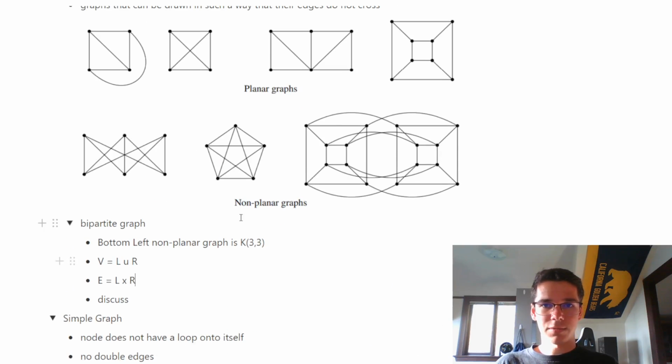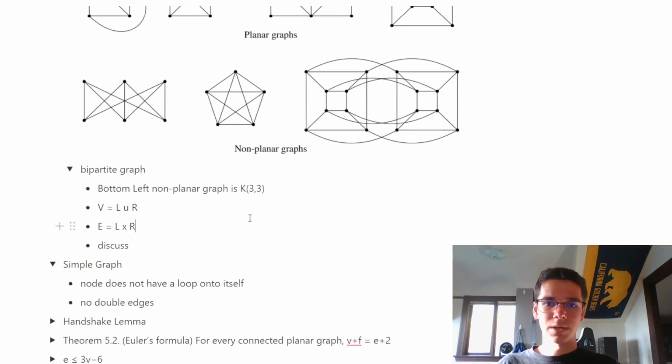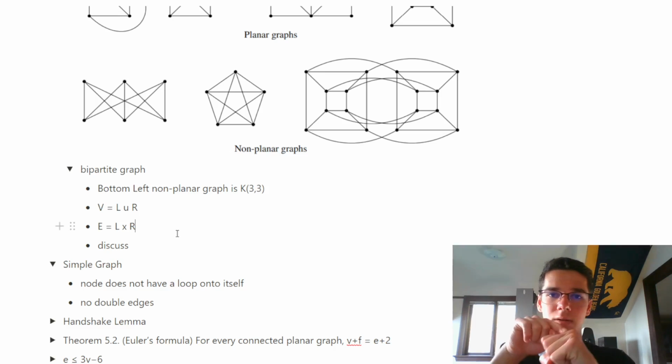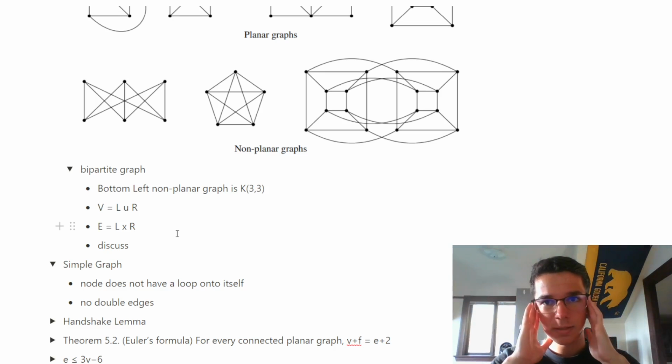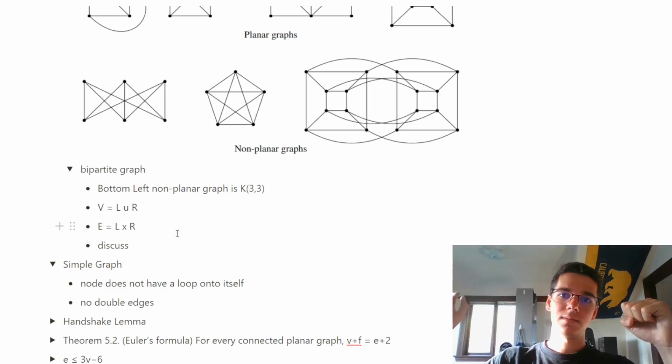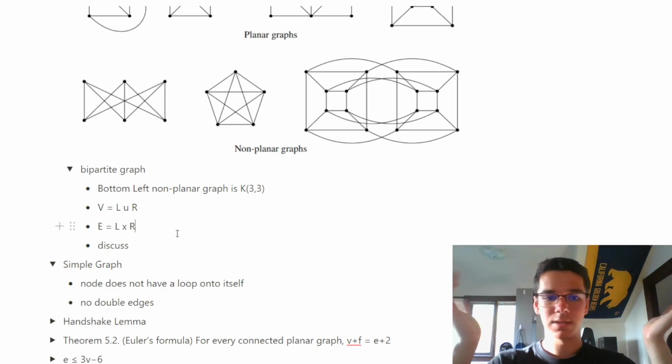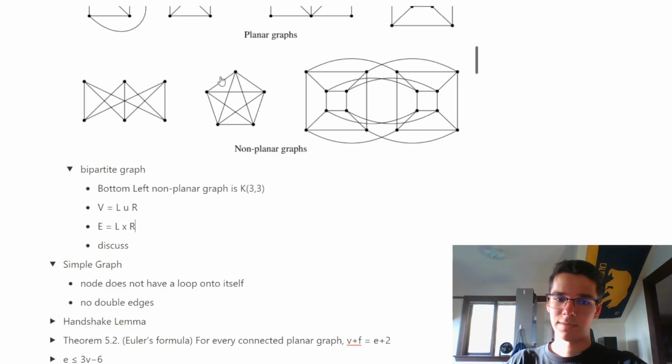Okay, and a simple graph, which I don't think is explicitly mentioned, but it's important to note for some of the things we're going to talk about, is a graph that does not have a node with a loop on it, and there are also no double edges between nodes. If you remember from before, we had graphs called multisets in which a node had a bridge going one way and a bridge going that other way, but simple graphs do not have that.